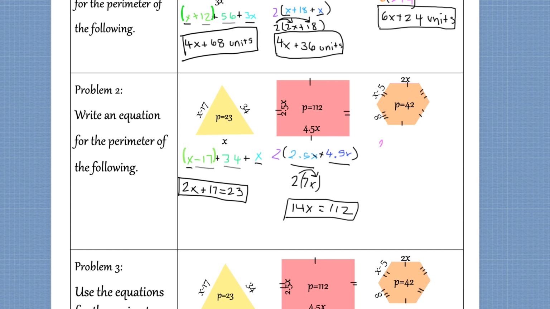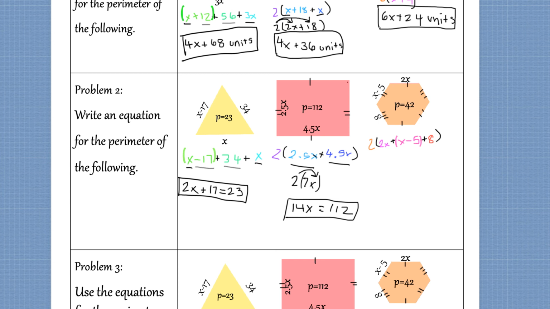And so it's going to be 2x, and then x minus 5, and 8, and we're going to put this in parentheses and then multiply everything by 2. And so this is our expression, but again, we need to simplify.